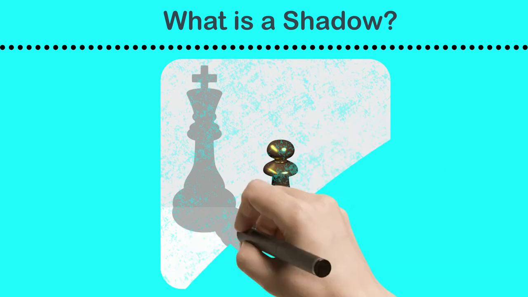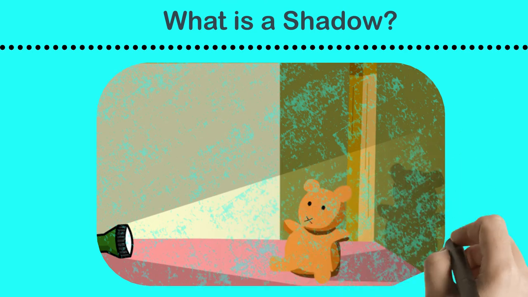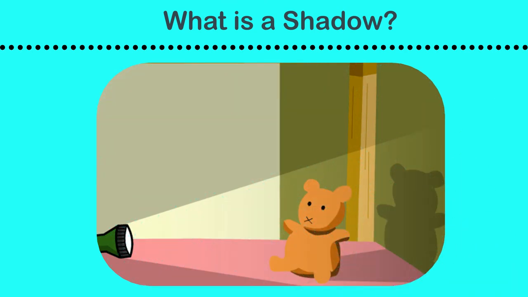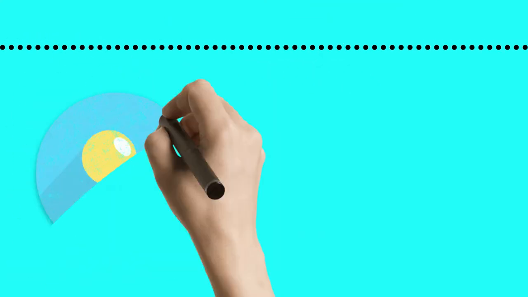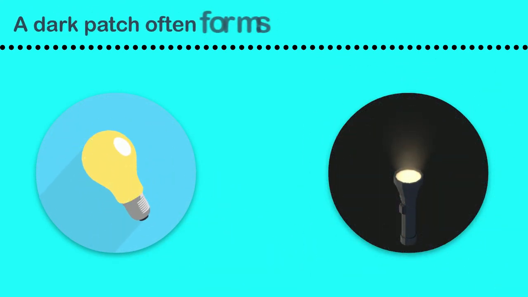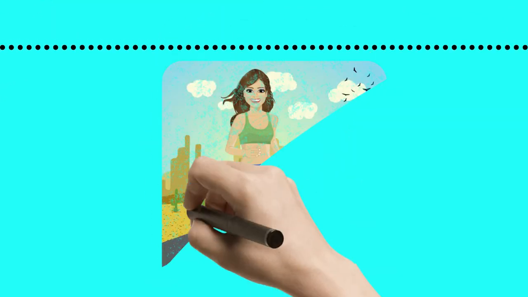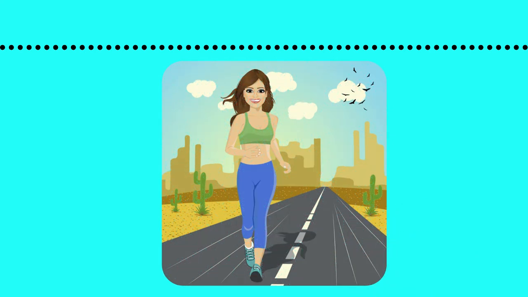What is a shadow? When light is thrown on an object, whether from the sun or from man-made things like a bulb or a torch, a dark patch often forms on the side of that object. That dark patch is known as shadow. You may have noticed that when you are walking under the sun, your shadow walks with you.